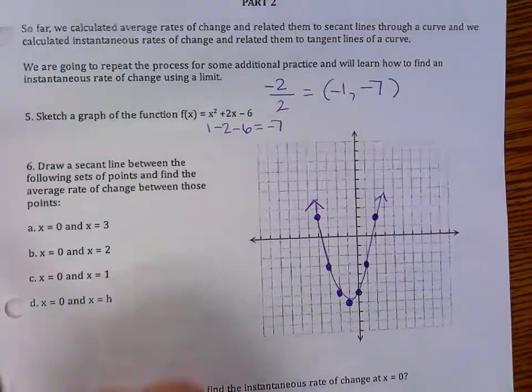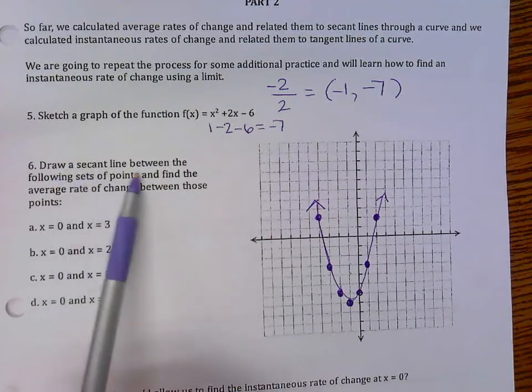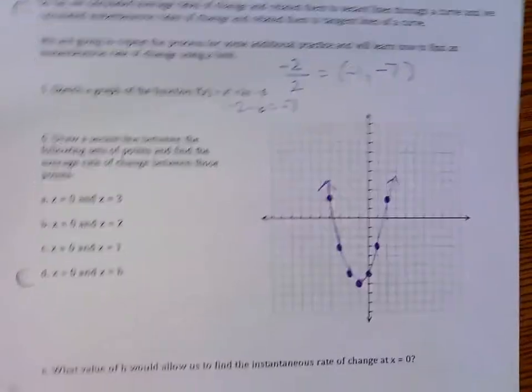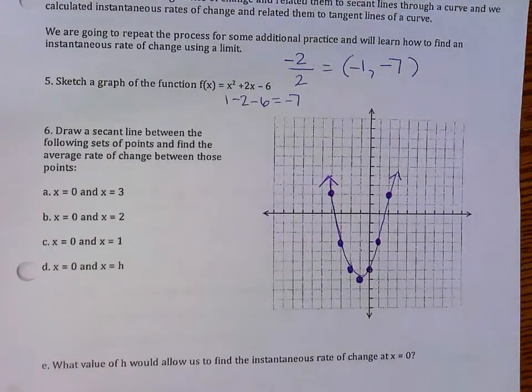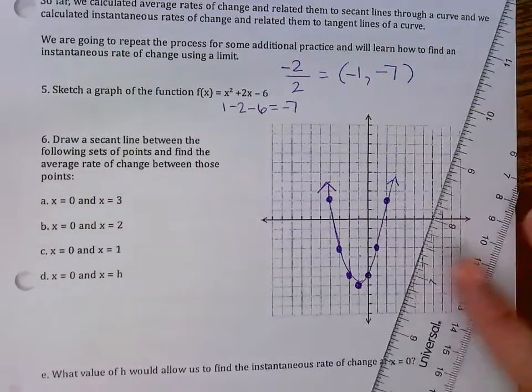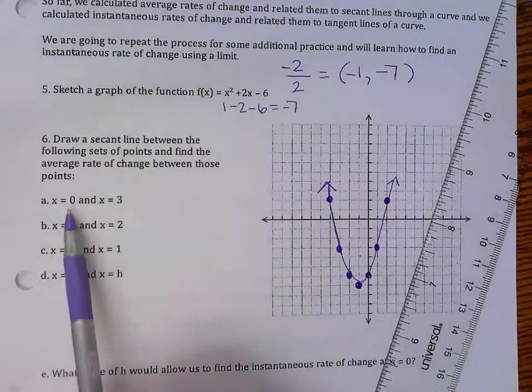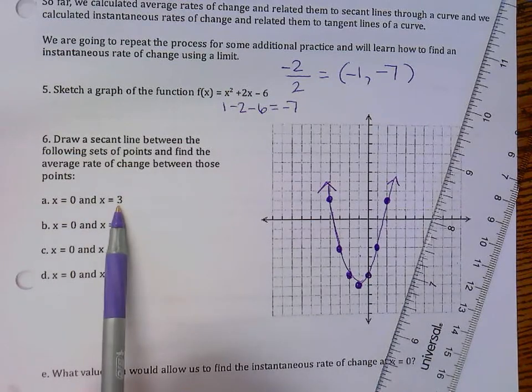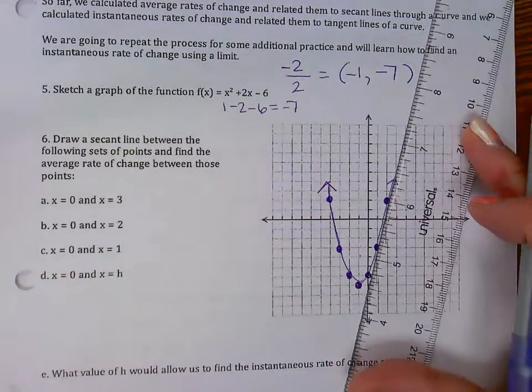So if you want to draw in all the secant lines, you can. It's going to make your graph look a little bit busy. You know, if you just want to think about drawing in from x equals 0 to x equals 3, right? Oh, I didn't do 3 on here, did I?